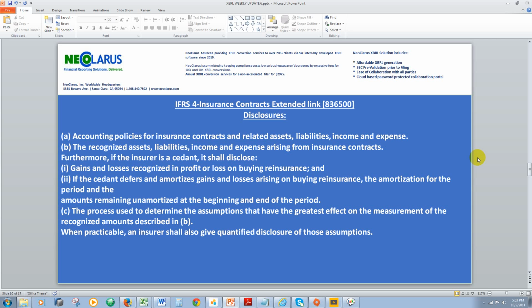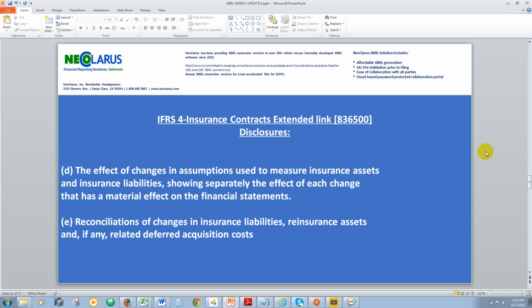When practicable, an insurer shall also give quantified disclosure of those assumptions. The effect of changes in assumptions used to measure insurance assets and insurance liabilities, showing separately the effect of each change that has a material effect on the financial statements; reconciliation of changes in insurance liabilities, reinsurance assets and related deferred acquisition costs.